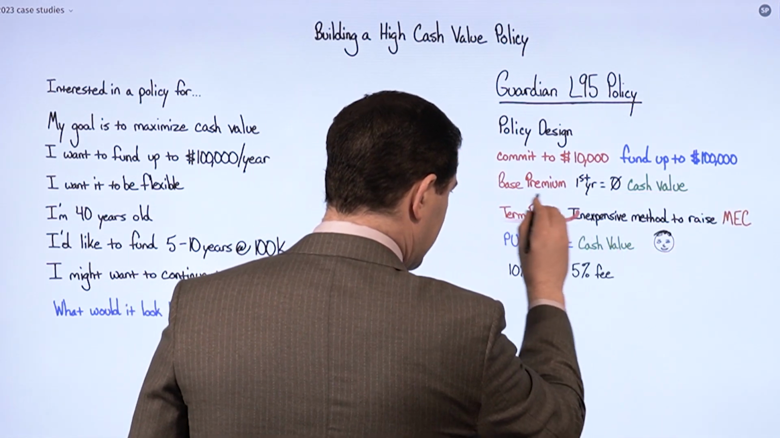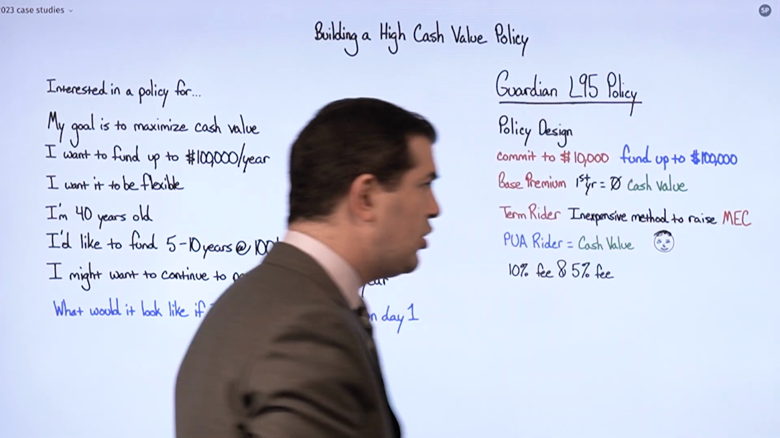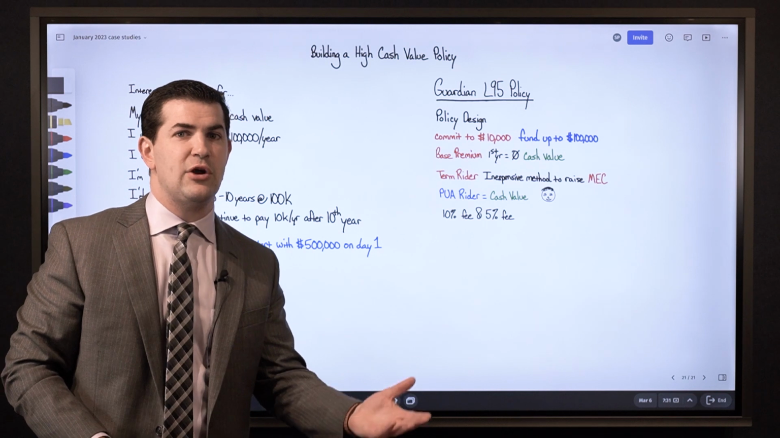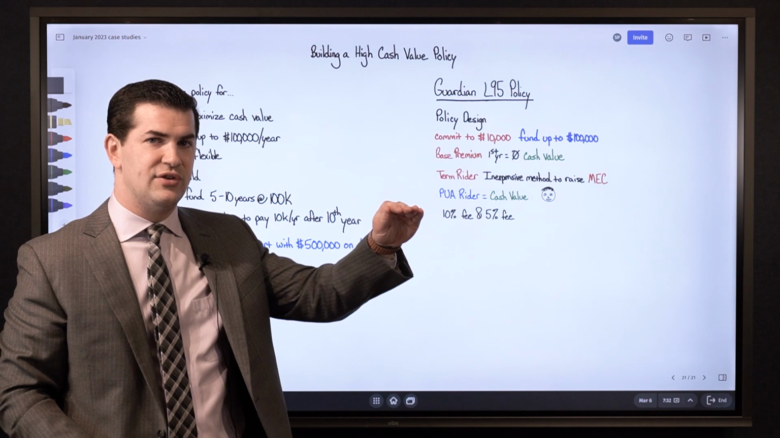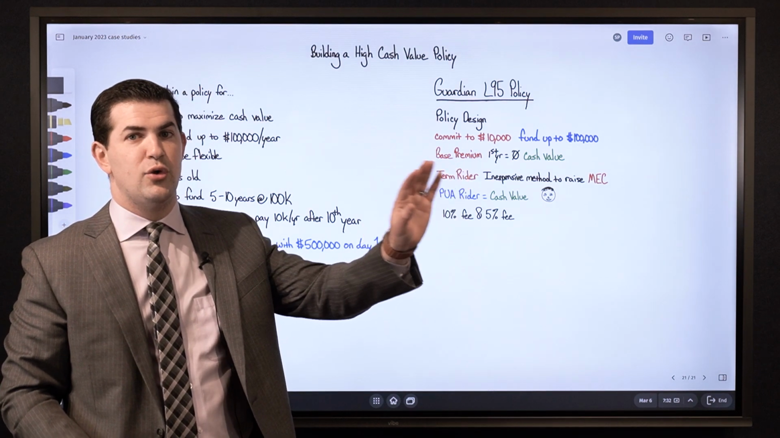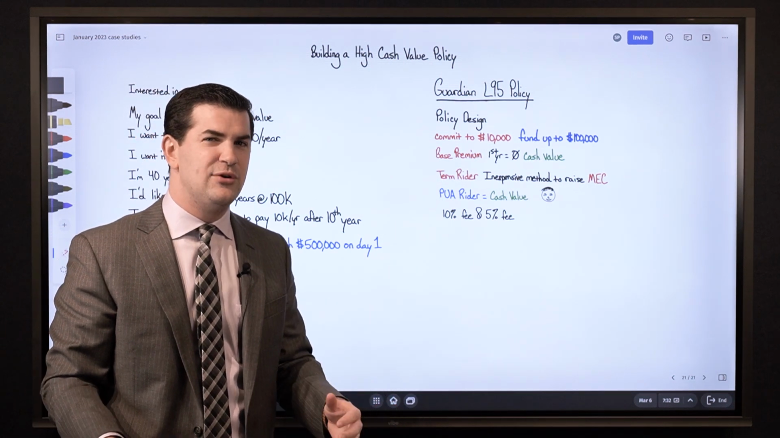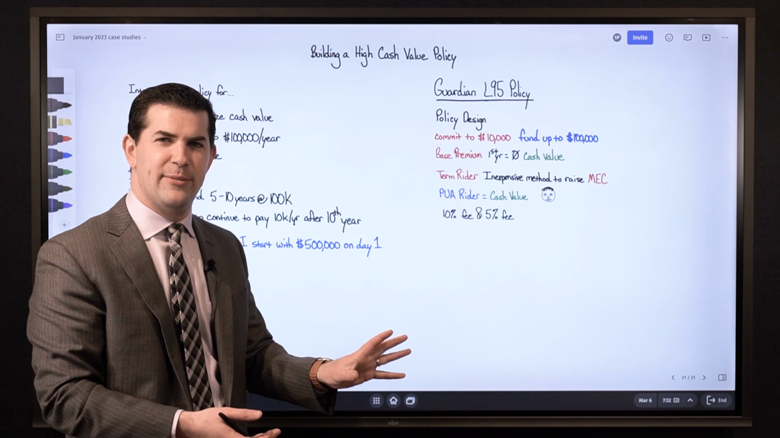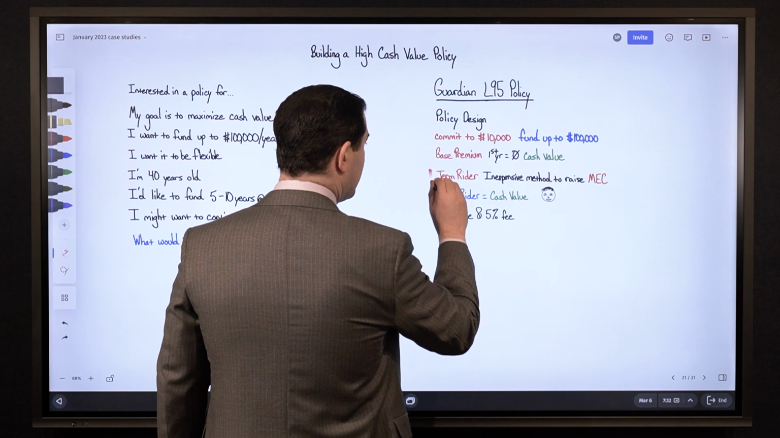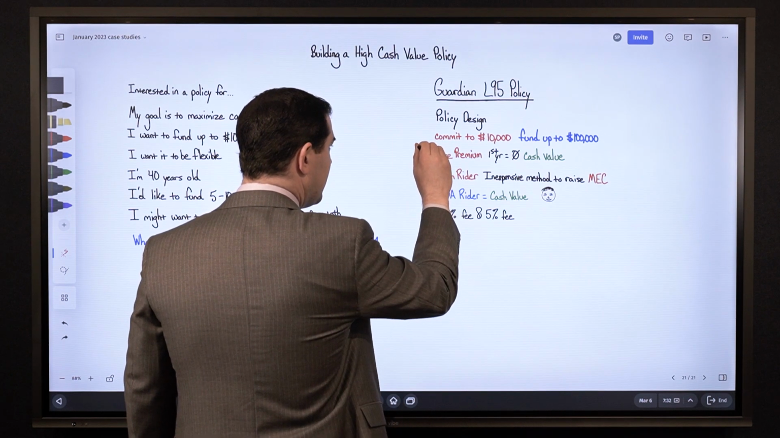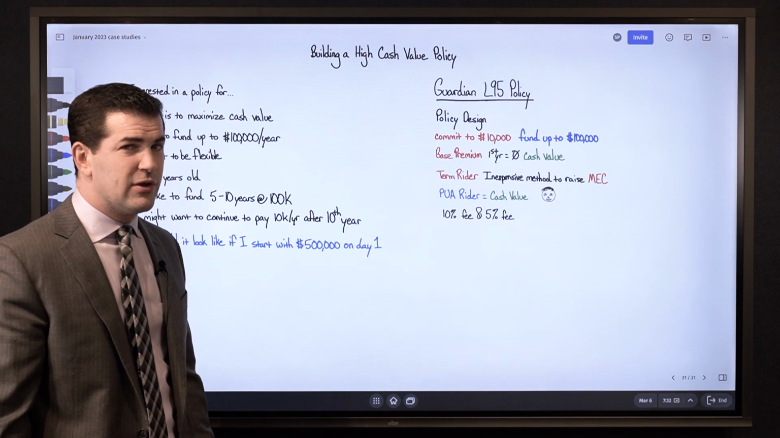We've got a term insurance rider attached. The purpose of this is that it is an inexpensive method to raise the death benefit, which raises our MEC limit. That MEC limit is the taxable limit on a life insurance policy. If we go over that MEC limit, we lose some of the tax advantages that come with the cash value of a life insurance policy. I would check out any of our videos that go through the modified endowment contract or policy design for more information on that. But this is a very important piece, especially if we want to reduce the base premium as much as we can, which is typically the goal.